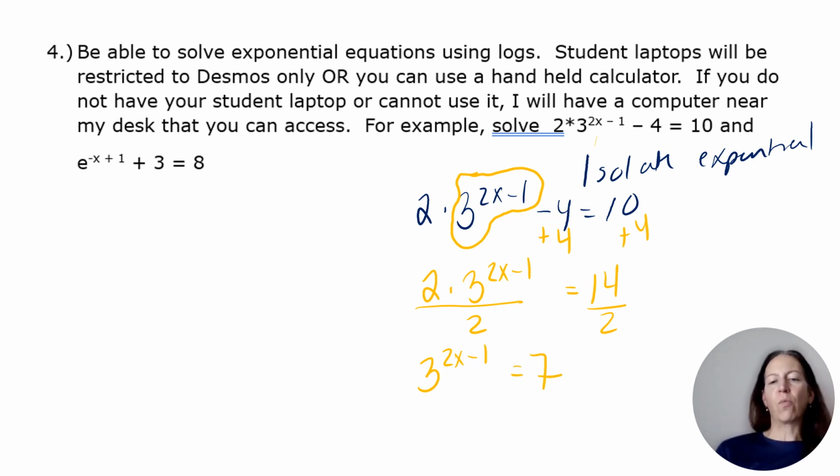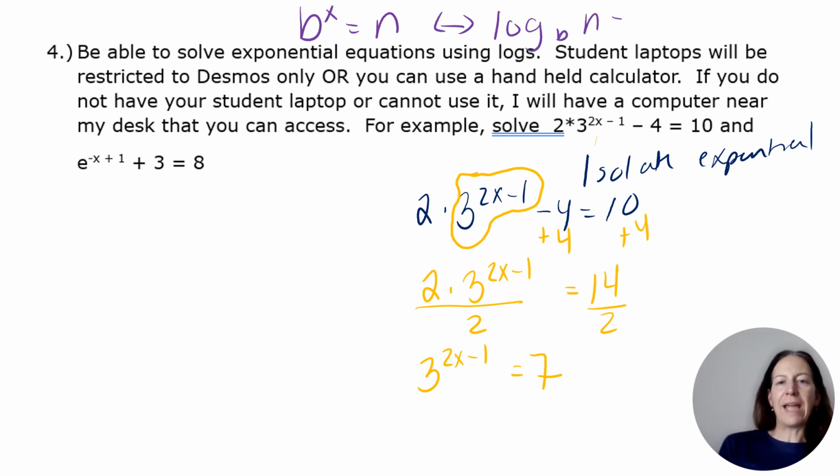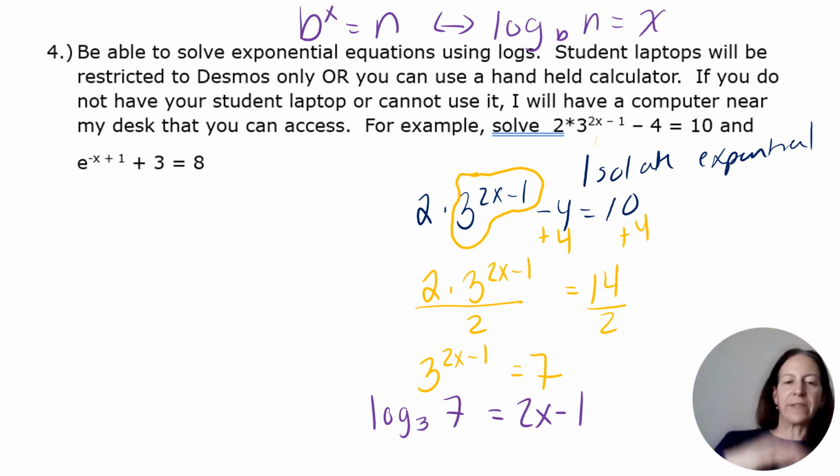Now we have it in a form where we can change it over to a logarithm. And so for that, I'm going to go up to the top of the screen here. We know that a base raised to an exponent, if that's equal to a number, then that can be rewritten as log base b of n is equal to the exponent. And so for this one, we'll have log base 3 of 7 is equal to 2x minus 1. And this is why you need a calculator, because there is no other way to evaluate log base 3 of 7. Now, for most of you, you're going to hop onto Desmos. You're going to go into where it says log base, and you're just going to type in log base 3 of 7. Some of you are probably going to opt to use a handheld calculator, in which case you would need to use the change of base formula.